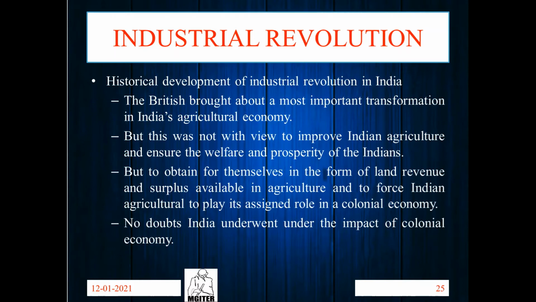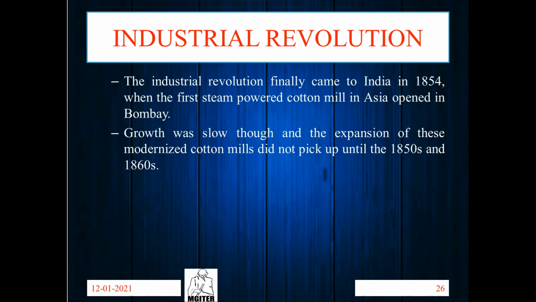No doubt India underwent the impact of a colonial economy. The Industrial Revolution finally came to India in 1854, when the first steam power cotton mill in Asia opened in Bombay. First steam power cotton mill in 1854 in Bombay. Growth was slow because the Britishers ruled. So growth was very slow.